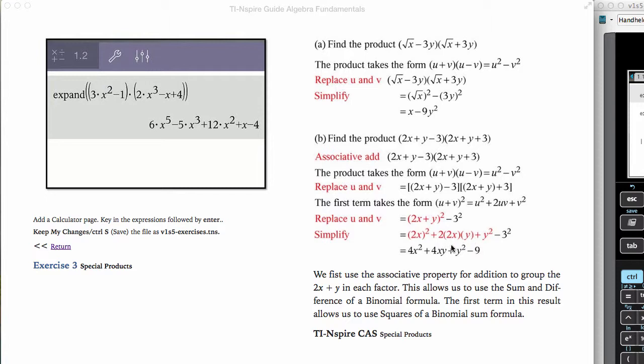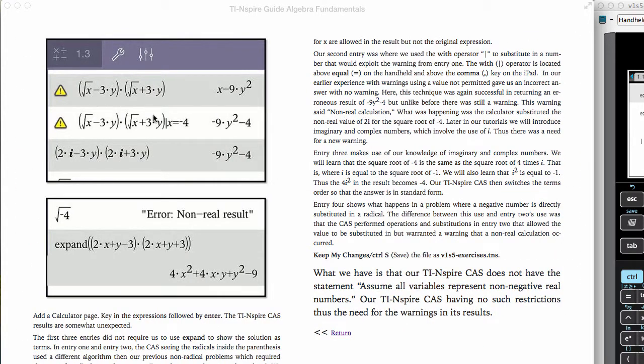Doing this middle part out, we end up with this. If we take a look at our iPad screen, we see that it ends up with x minus 9y squared. If we substitute in a value like -4, it gives us an answer. While there's a warning up here about the domain, the domain of the answer may be larger than the domain of the input, because we can't input a -4 here.